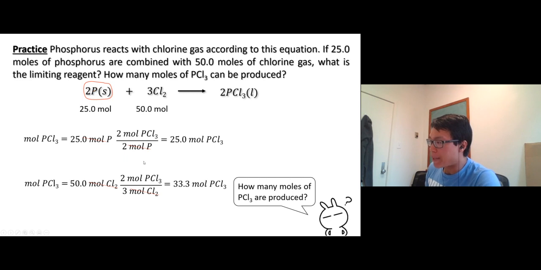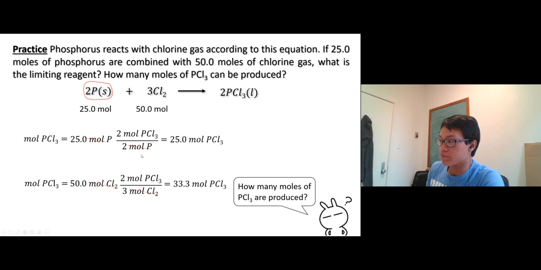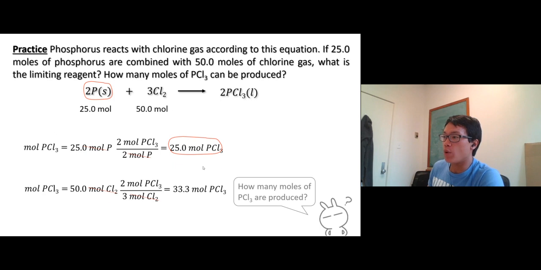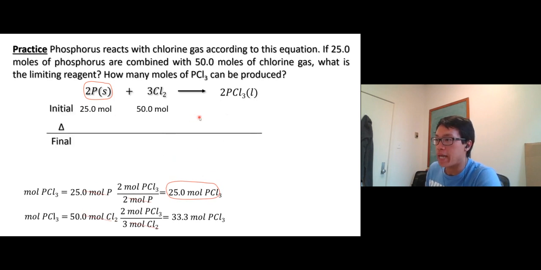Now, how many moles of PCl3 are produced? Well, they're a 1-to-1 ratio, right? 25 moles. That's it. That's the theoretical yield, right? If you want to do the math right here, you can also do the math right here. I'll show you. At the beginning, no product is formed yet. Phosphorus, we use all of it, the whole thing.